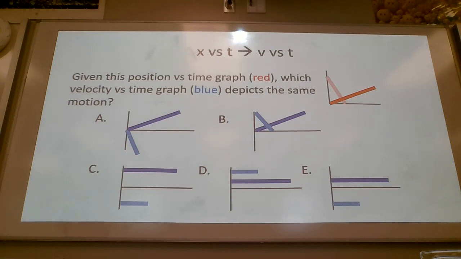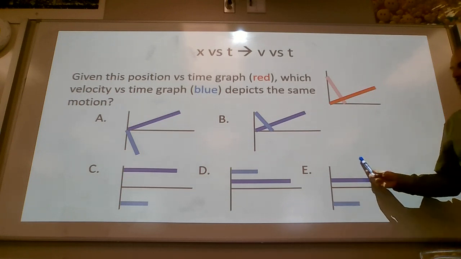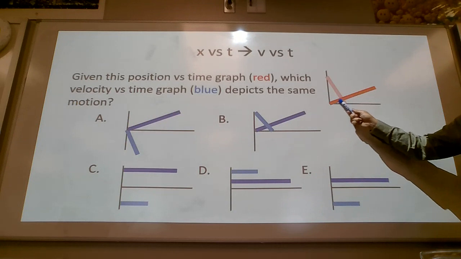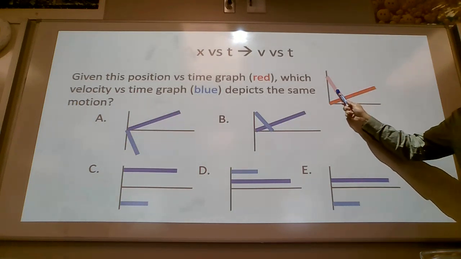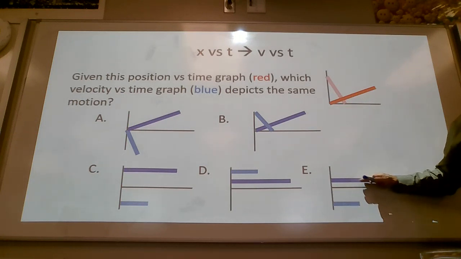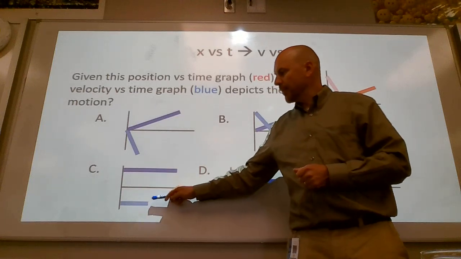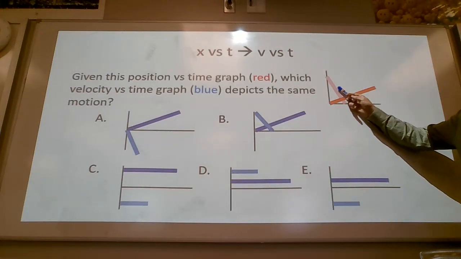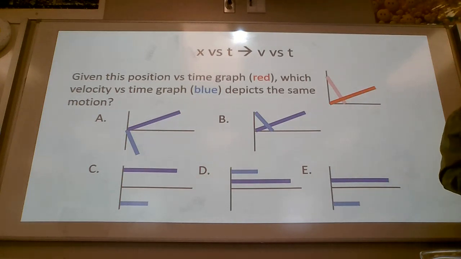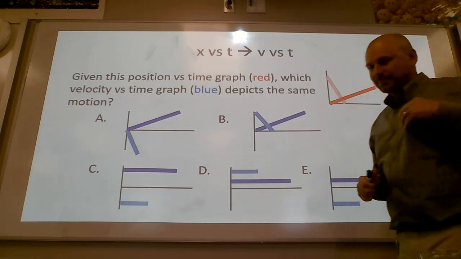Yep. Have a conversation. Correct answer is E. This one has a shallower slope than this one does, so it's going to be closer to the axis than this one. This one's steep. This one's shallow. Good there? All right.